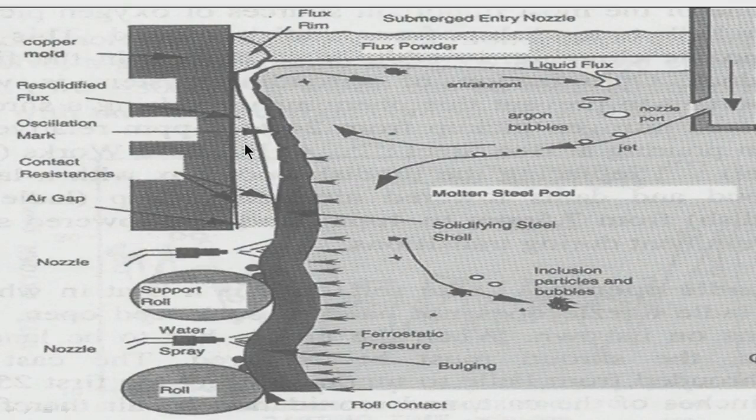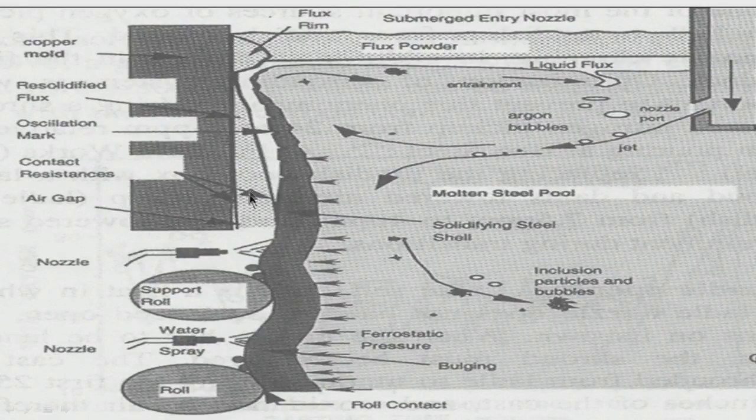Why does it not get stuck? First, there is liquid steel here, there is a molten slag here which is preventing the shell from getting in touch with the copper mold, and also there is a vertical movement of the copper mold. So, this helps the solid shell not to get stuck with the mold surface. This is very, very important.